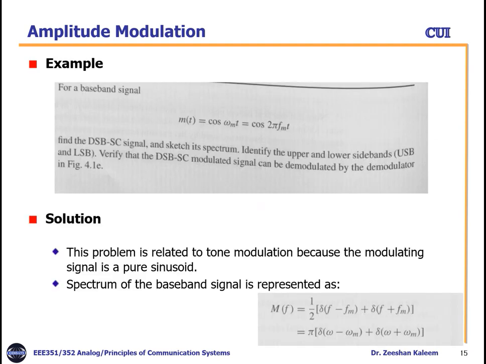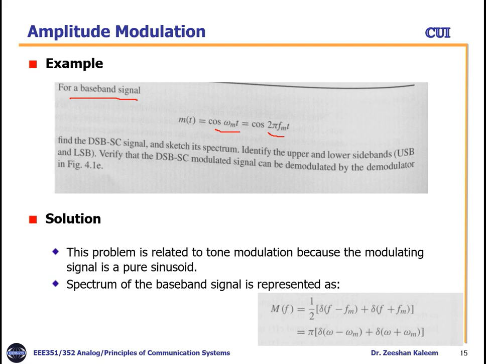This is one example to demonstrate how double sideband suppressed carrier modulation works. For example, for a baseband signal, this is our message signal cos omega mt, or we can write it as cos 2 pi fmt. So this is our baseband signal.